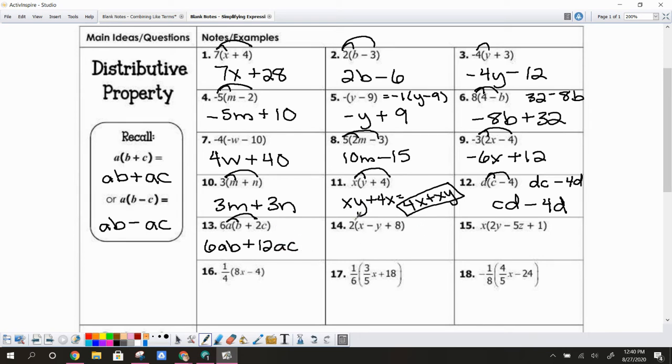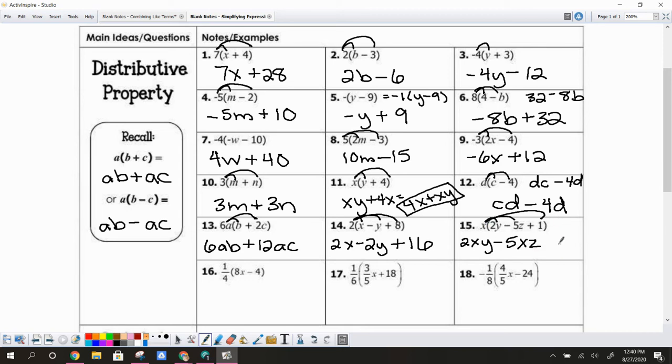For number 14, same idea, multiply, multiply. But now there's 3 parts, so we can't forget the third part. 2 times x is 2x. 2 times a negative y is minus 2y, and 2 times 8 is 16. Same idea for 15. 2y and x together is 2xy. X times that is a negative 5xz.